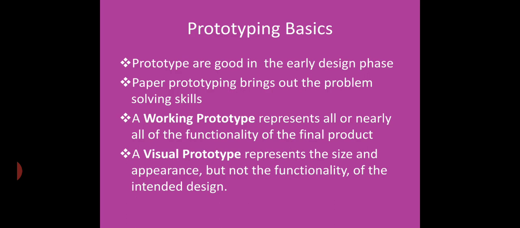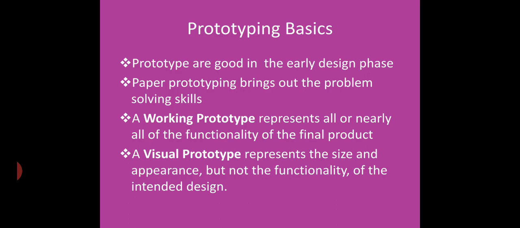And then the next one is a working prototype. A working prototype represents all or nearly all of the functionality of the final product. That means in that working prototype we can check all the things like load, stress, and whatever acts on the model. So we can check it.